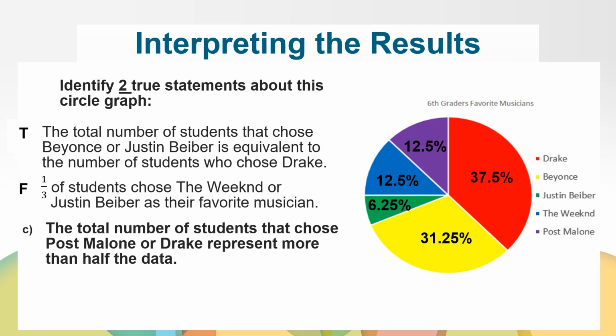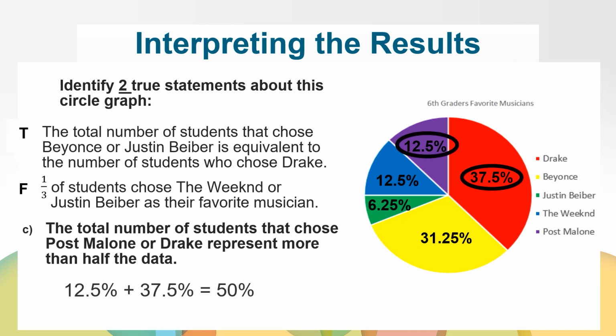C says that the total number of students that chose Post Malone or Drake represent more than half the data. I see that word "or" again, which means I'll need to combine the percentage of votes for Post Malone and Drake. And when I add them together, I get 50%. I know that 50% is equivalent to half, so this statement must be false because it says that Post Malone and Drake will represent more than half the data and their votes represent exactly 50%.